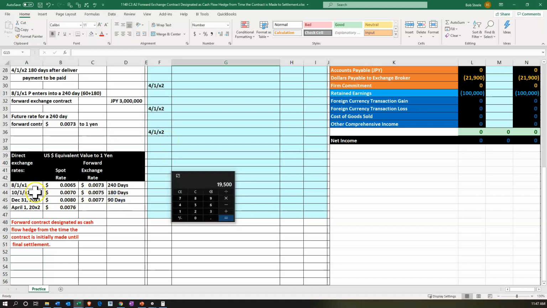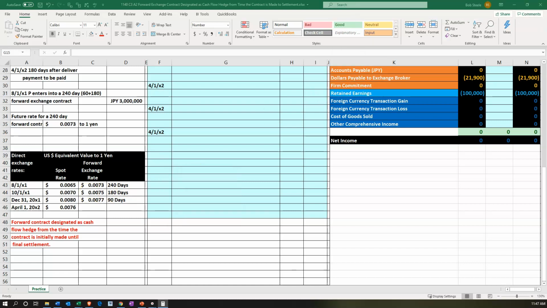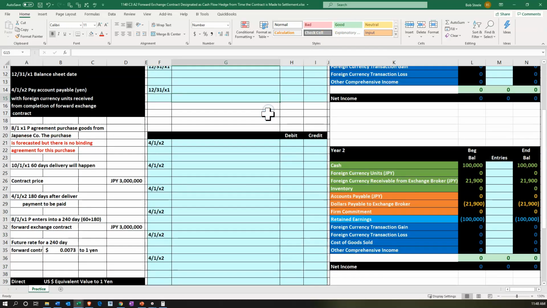It's that because we're at 10-1. We're not at 8-1. So it's really going to be the 3 million times the current spot rate, because right now, today, in our problem world, is 10-1, October 1st. So I'm going to multiply it times that spot rate, 0.007, and that's going to be the 21,000. So 21,000. Let's do that calculation up top again.